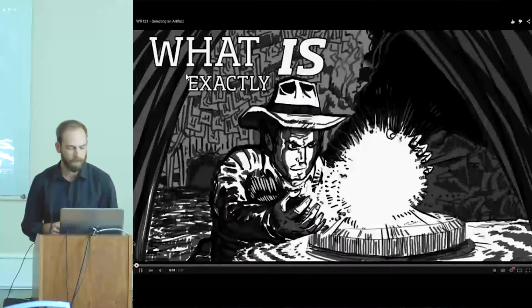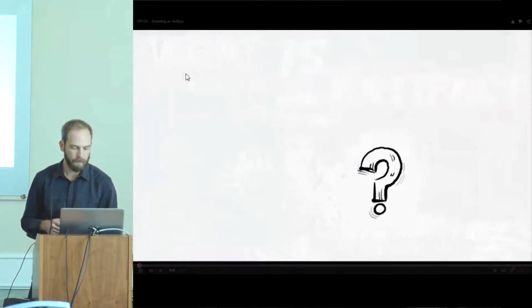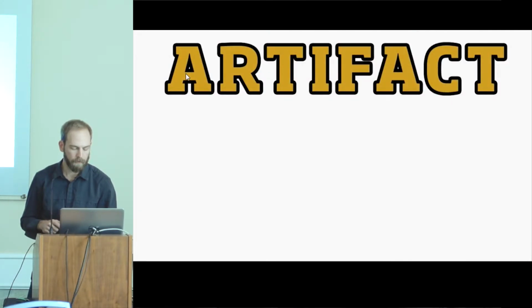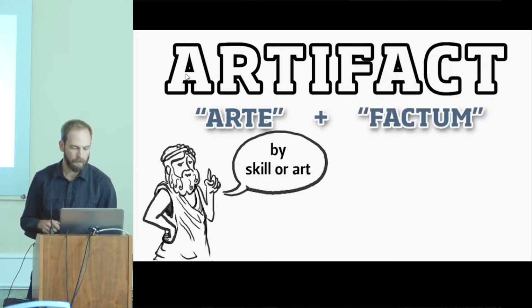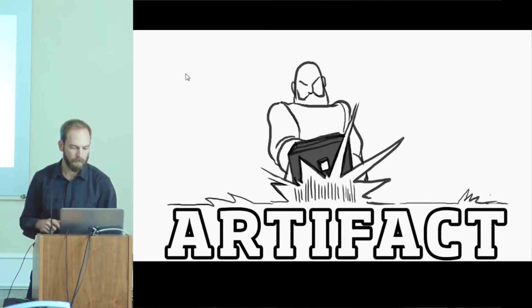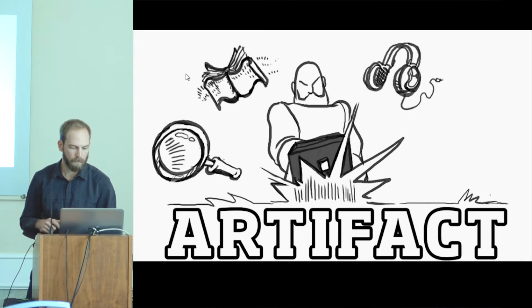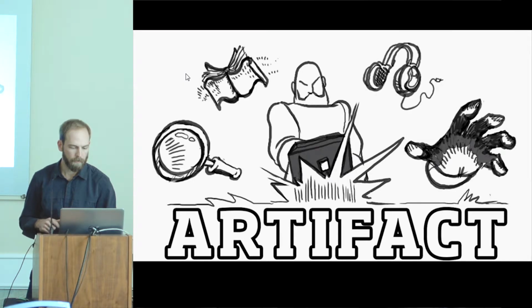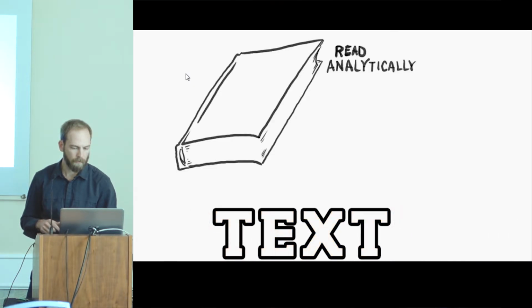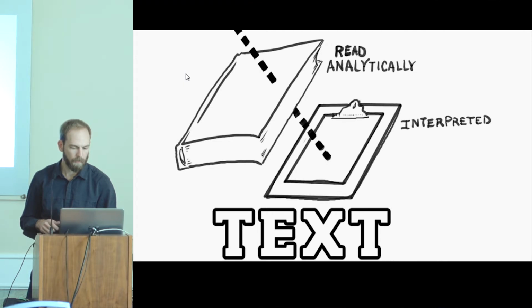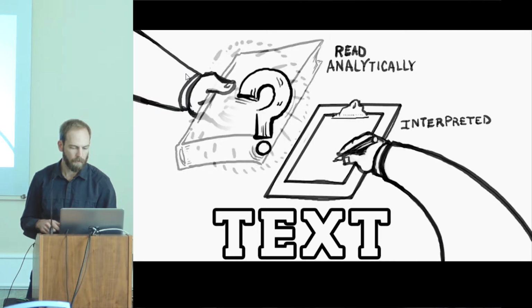So what exactly is an artifact? Let's break it down. The word artifact comes from the Latin art, meaning by skill or art, and factum, which means something made. Artifacts are things made by people. They are things that can be seen, read, heard, or felt. In this course and in most of the humanities, artifact is synonymous with text, understood as anything that can be read analytically and interpreted. Here, text refers to more than words on a page.